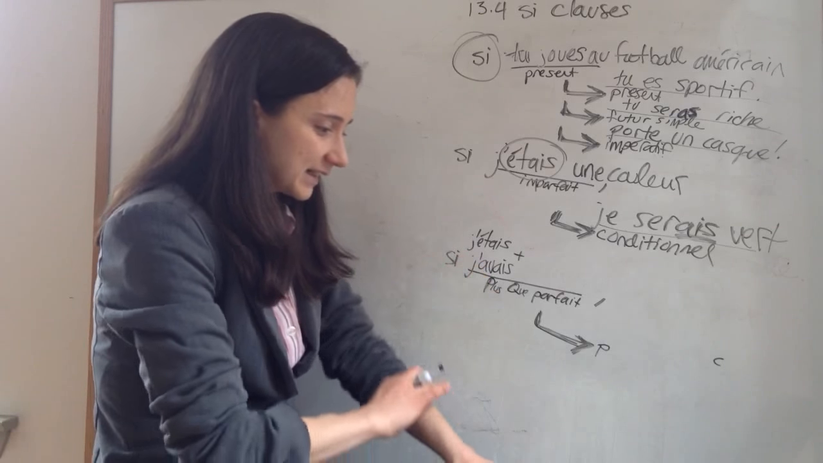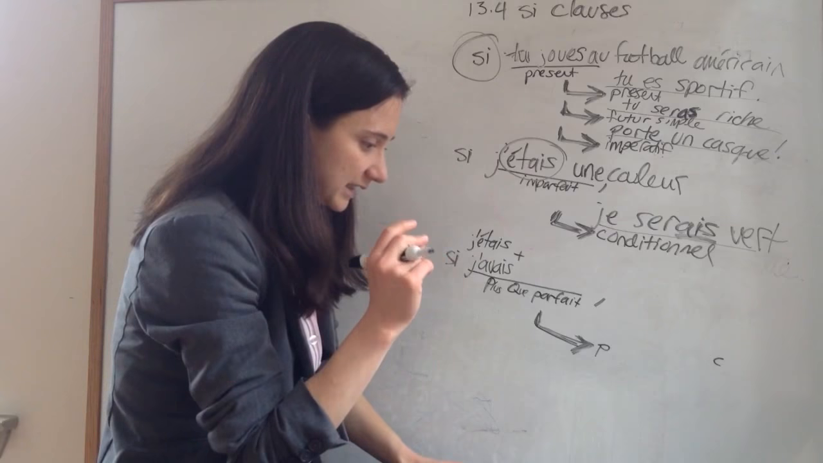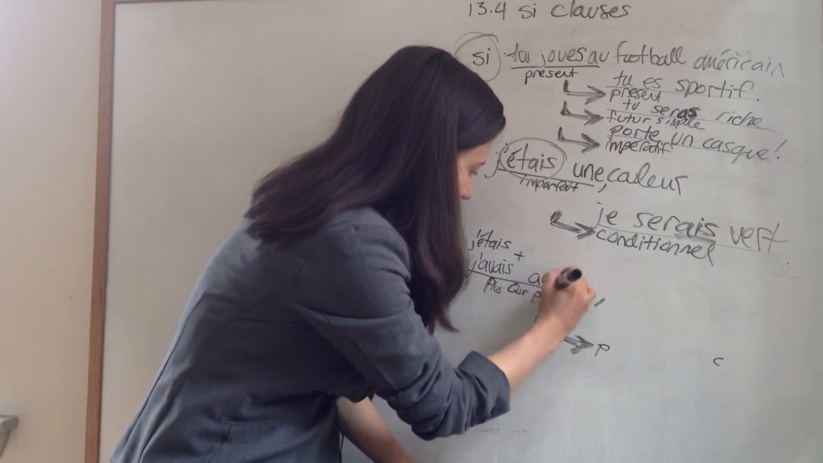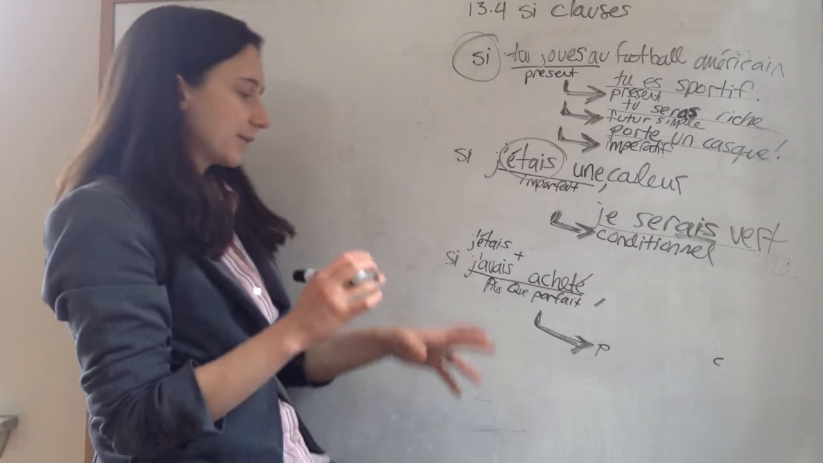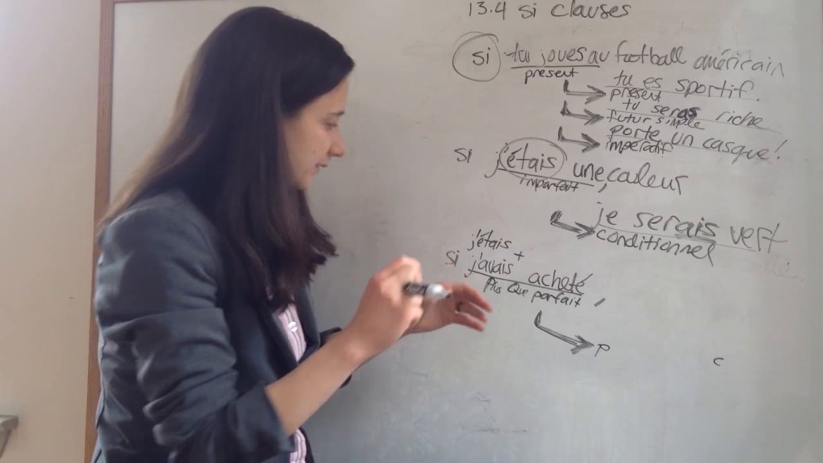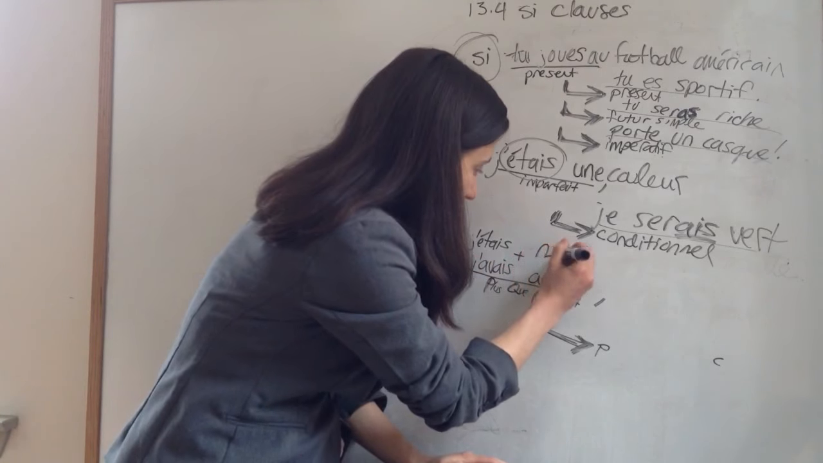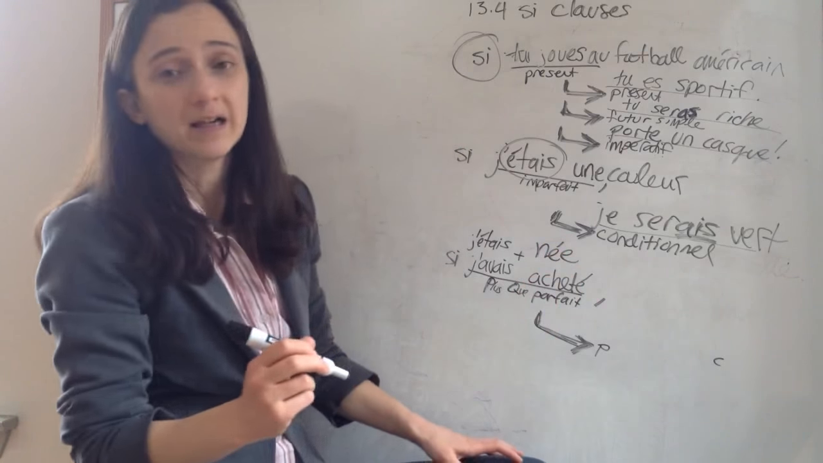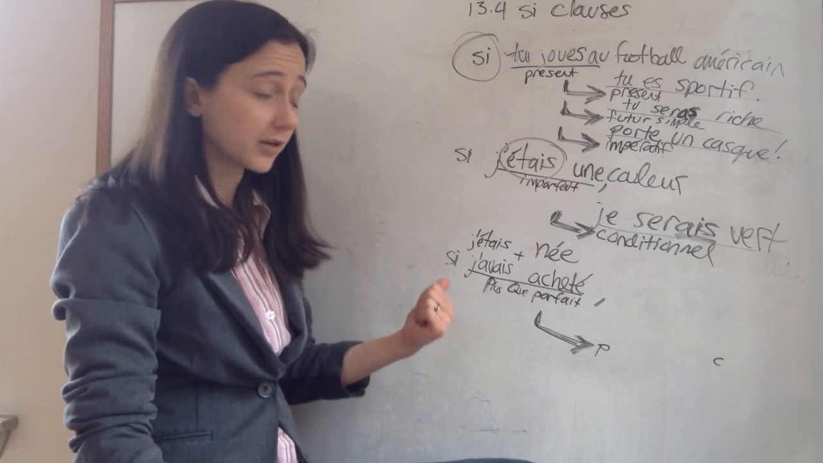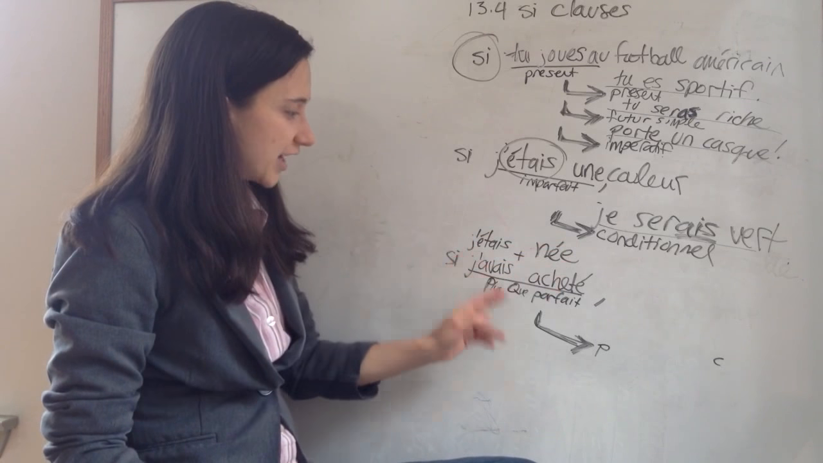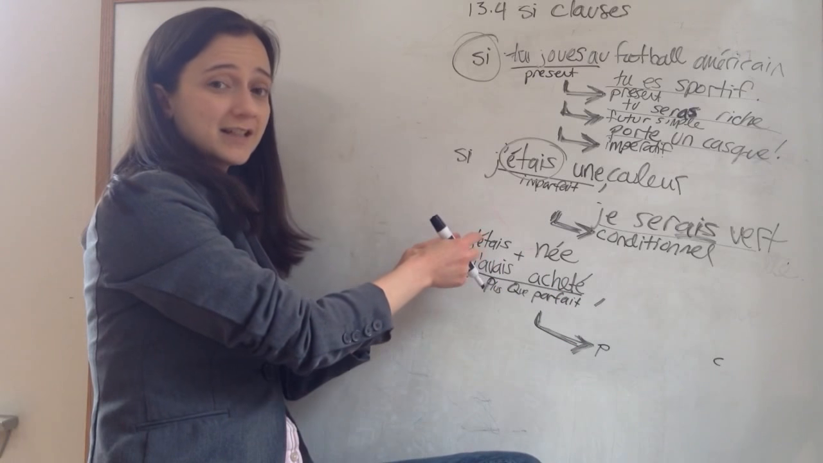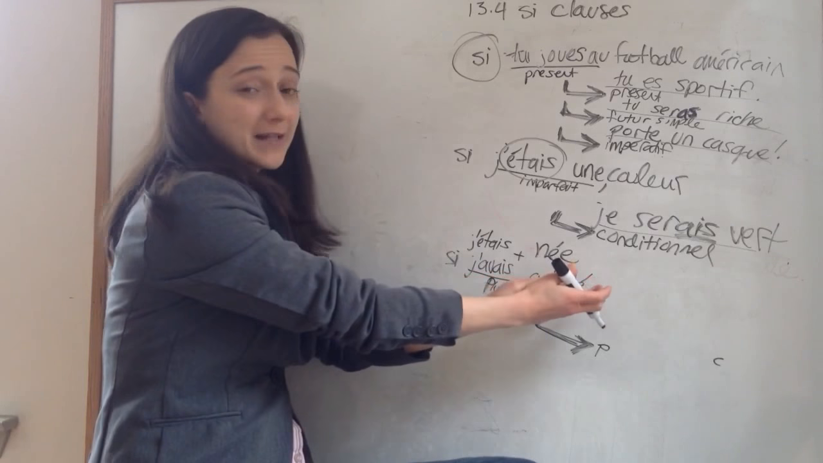So, si j'avais, past participle, acheté, if I had bought, or si j'étais né, okay? Remember, Dr. Mrs. Vandertramp. Né, naître, to be born, that's used with être. So, si j'étais né, si j'avais acheté. So this is the plus que parfait. Look how we combine the être in the imparfait and the avoir in the imparfait with the past participle.